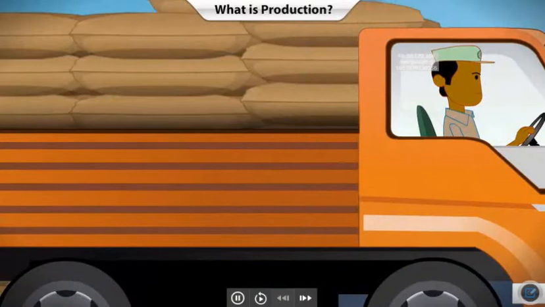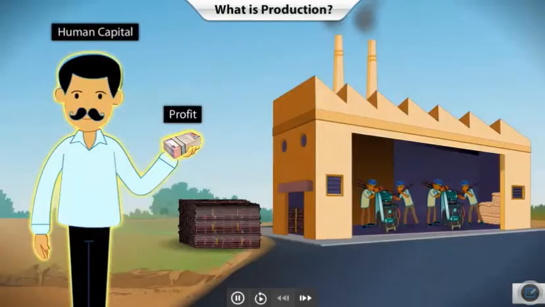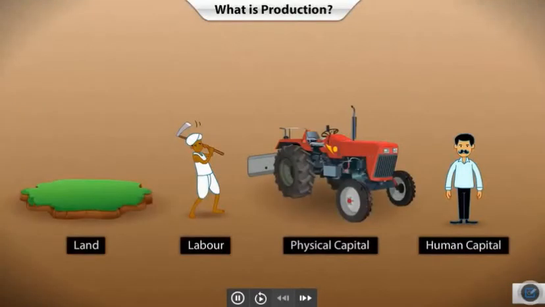At the end of the production process, he earns a higher return on the sugar that he sells. The profit that he earns is the incentive for him as the human capital. Thus, we can conclude that whether in agriculture or in an industry, the 4 factors play an important role to add value to the good.